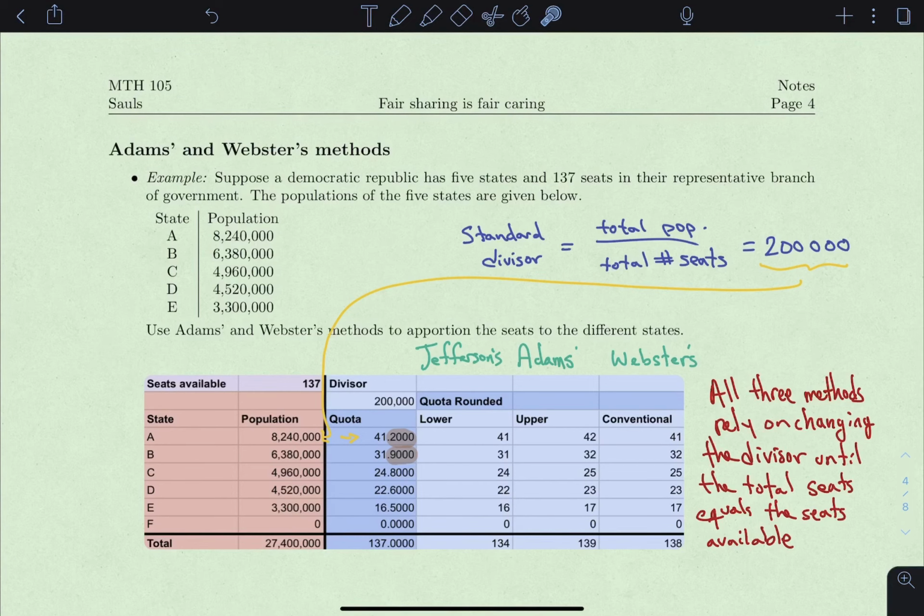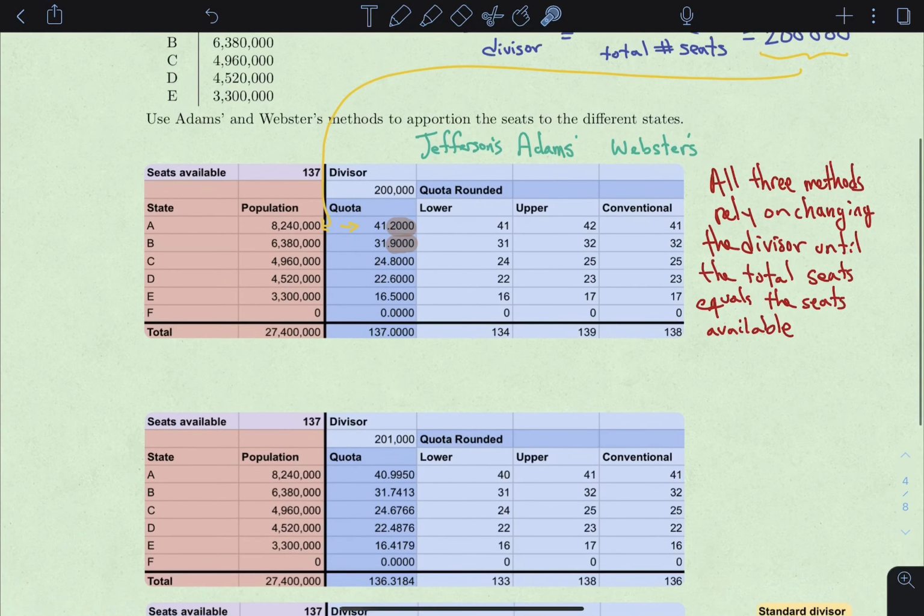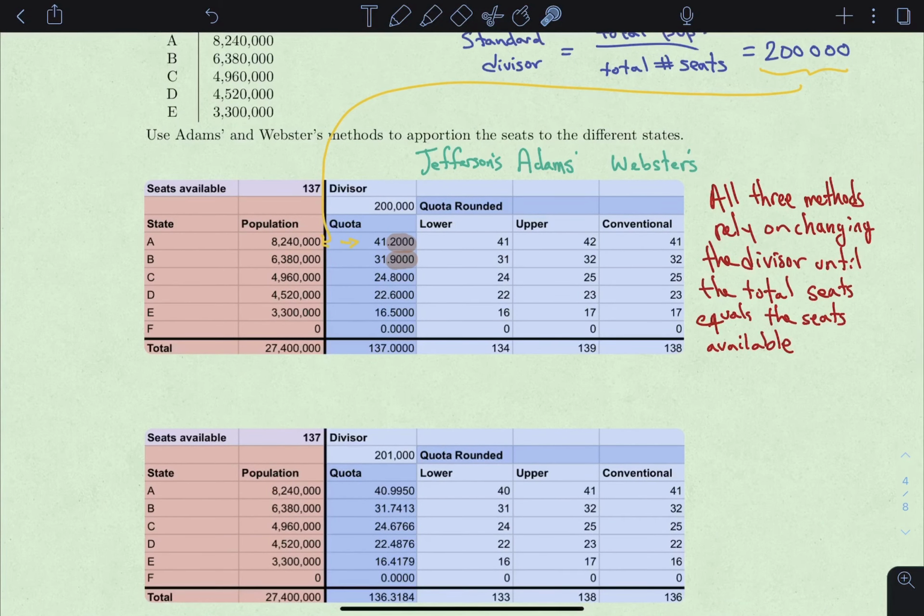So let's see what happens when we do that. Let's increase the divisor to 201,000. So notice that we've increased the divisor in order to decrease the total apportionment.